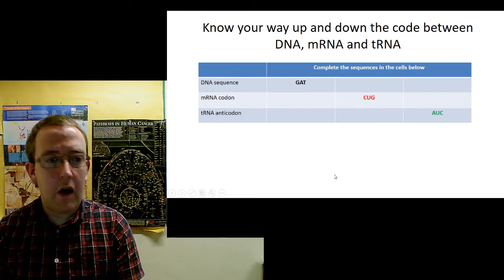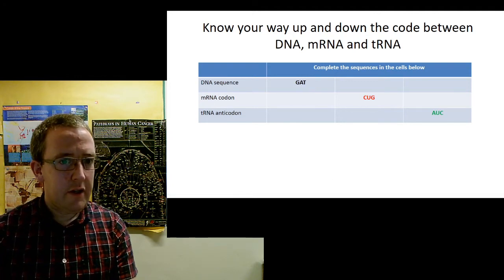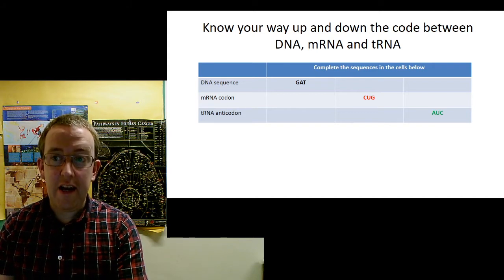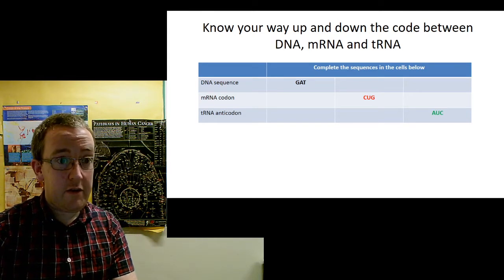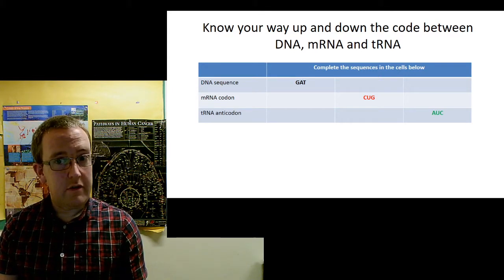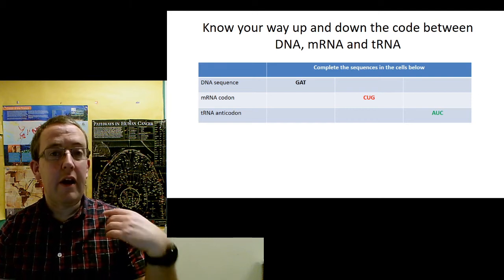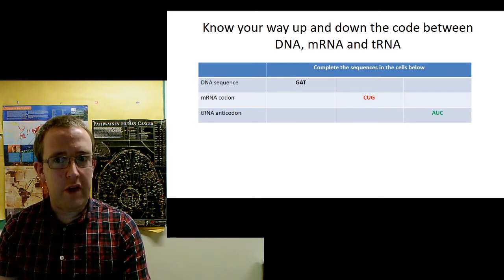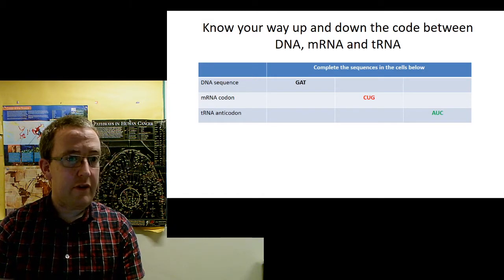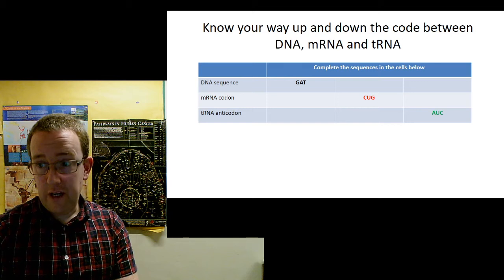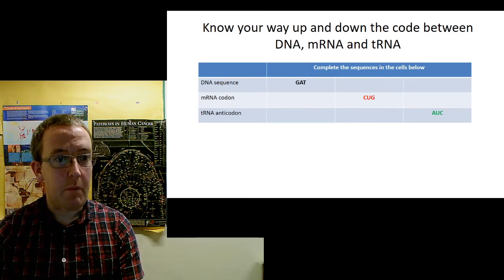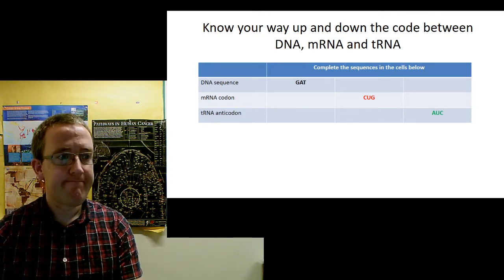Now, it is entirely reasonable for an examiner to ask you to do something like this. Know your way up and down the code between DNA, mRNA, and tRNA. So it's entirely reasonable for them to give you the code on any of those things, the DNA, the mRNA, or the tRNA, and ask you to work out what the code on all the others would be. So what I suggest you do now is pause the video and have a little look, see if you can work out for each of these what the other 2 is going to be. Okay, so pause the video now and we'll get the answers shortly.